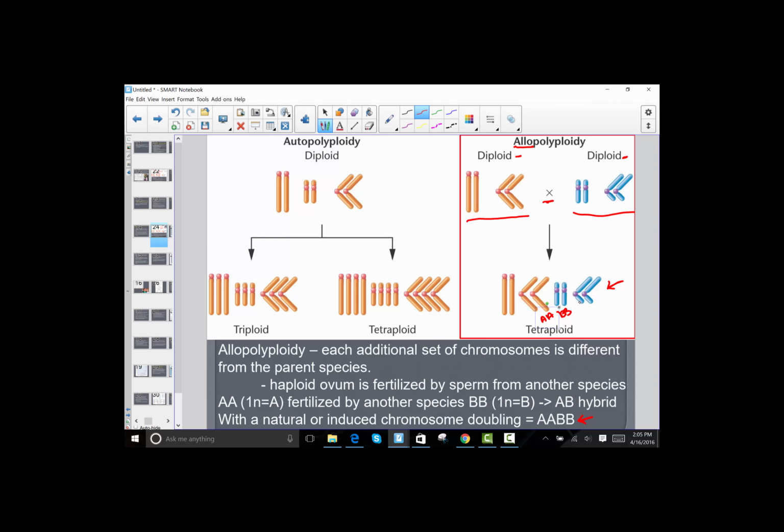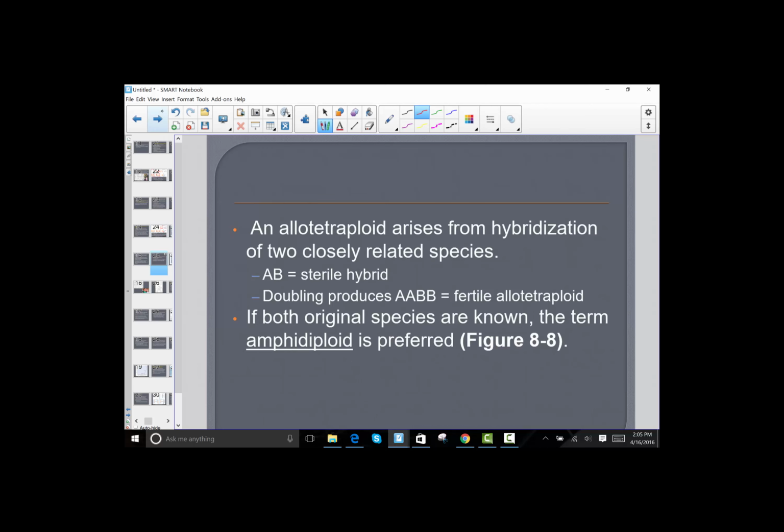Now, as you might imagine, this cannot happen between lots of species because you probably need to be closely related for you to be able to utilize this particular form so that you can produce individuals. Otherwise, hybridization is probably not going to be successful between 2 very different species. So an allotetraploid is typically going to come from hybridization of 2 closely related species.